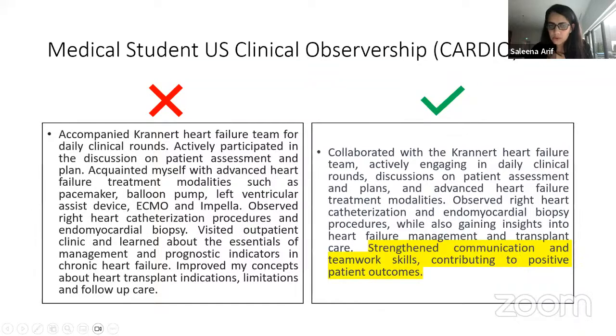So I'm just going to quickly go over a few examples. The first example is a medical student US clinical observership. I did an observership at Emory University in cardiology back in 2011. Looking at my previous CV, I've just literally listed, okay, I accompanied the heart failure team. I looked at these devices, ECMO, balloon pump, etc. And then I observed right heart caths. I visited outpatient clinic, but I haven't really focused on how that helped me.